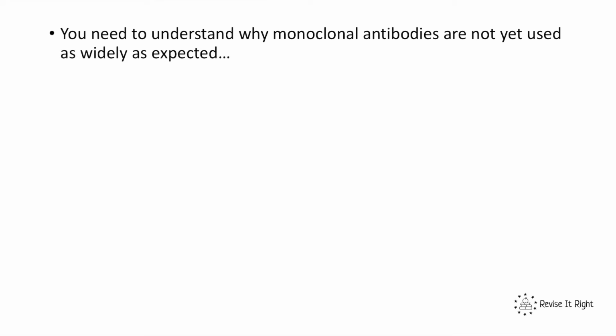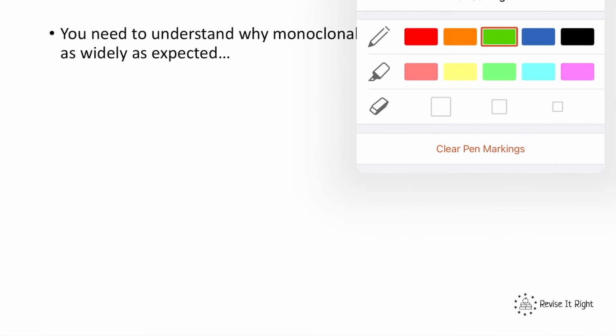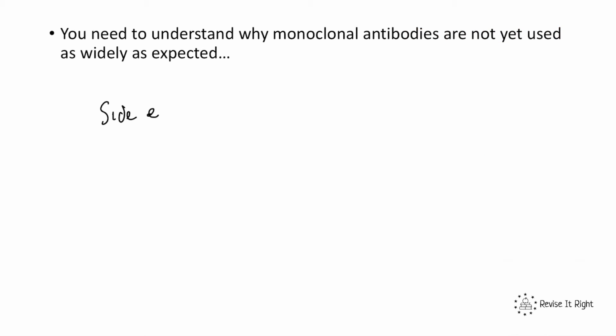Now, monoclonal antibodies obviously have tons of uses and they sound amazing. Many advantages come from them, for example, treating cancer and researching particular diseases that could go on to find treatments for them. But you need to understand why monoclonal antibodies are not yet used as widely as expected. A big reason for that is because of side effects. Monoclonal antibodies actually cause more side effects than were originally expected. For example, they can cause fever, vomiting, and low blood pressure.